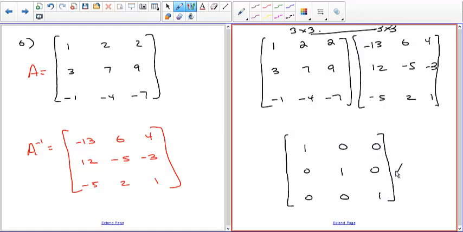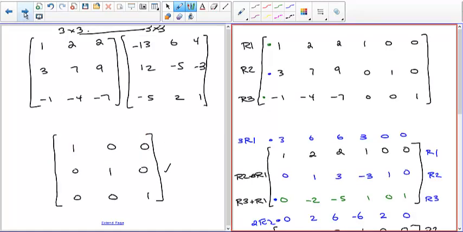So there you go. Cha-ching. So that's the inverse. Okay.